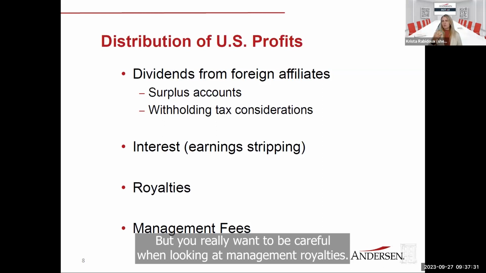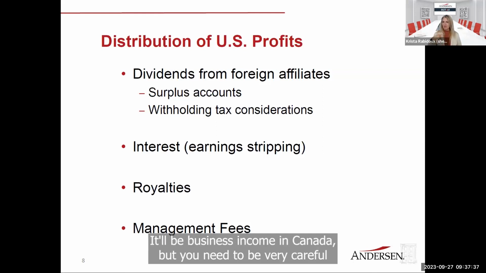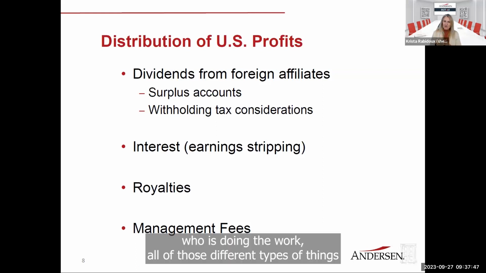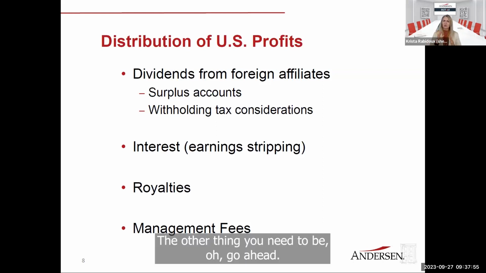But you really want to be careful when looking at management fees and royalties. Yes, they're great ways to repatriate profits. It'll be business income in Canada, but you need to be very careful that you're laying out exactly why you're charging something, how much it is, who's doing the work, all of those different types of things to substantiate that it's actually a legitimate amount that's coming.